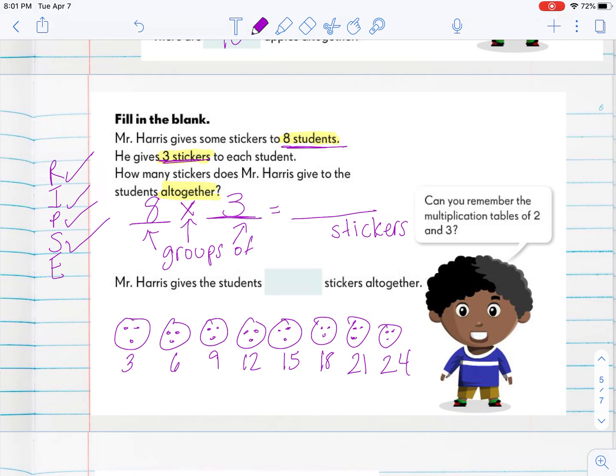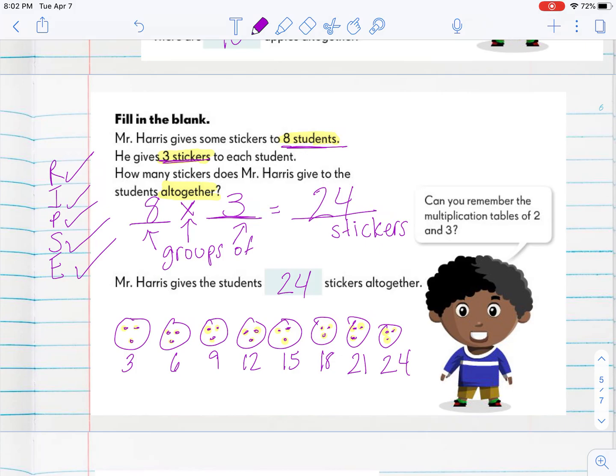Okay, so we've solved this. To evaluate it, we could go back and recount every single dot to make sure that we counted correctly. So we count 1, 2, 3, 4, 5, 6, 7, 8, 9, 10, 11, 12, 13, 14, 15, 16, 17, 18, 19, 20, 21, 22, 23, 24. Okay, so we have 24 stickers. Mr. Harris gave the students 24 stickers altogether.